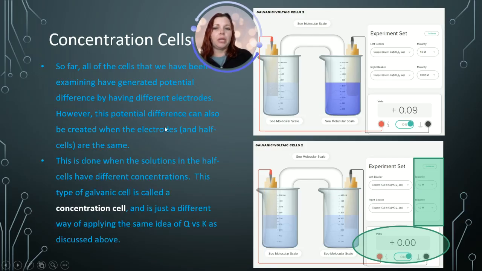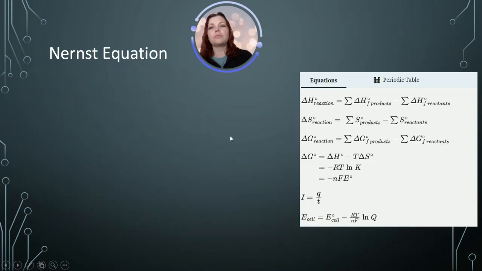However, if we change the concentrations to have different concentrations in the different half cells, then we call that a concentration cell. And it's a different way of applying the same idea of Q versus K. And so you can see here that we have different molarities. And so now we do have cell voltage. It is small, but it is there.